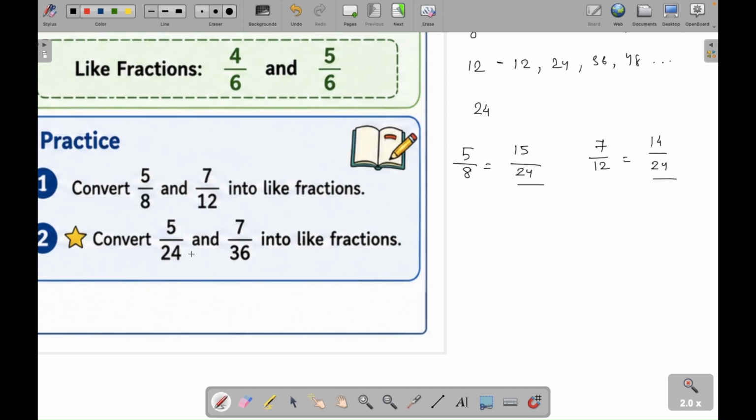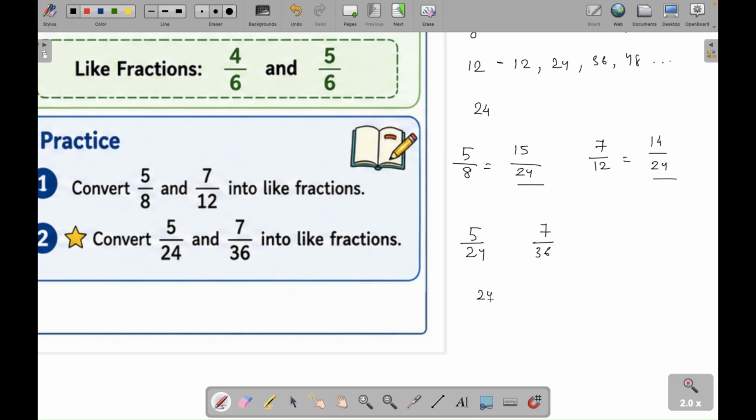Right. Similarly, we have 5 by 24 and 7 by 36. We have to convert them to like fractions. So I have 5 by 24 and I have 7 by 36. Again, we can use the listing method to find the HCF and LCM. So we can either use the listing method or the factor tree method. Both the methods are going to work. So we have to find the common denominator.